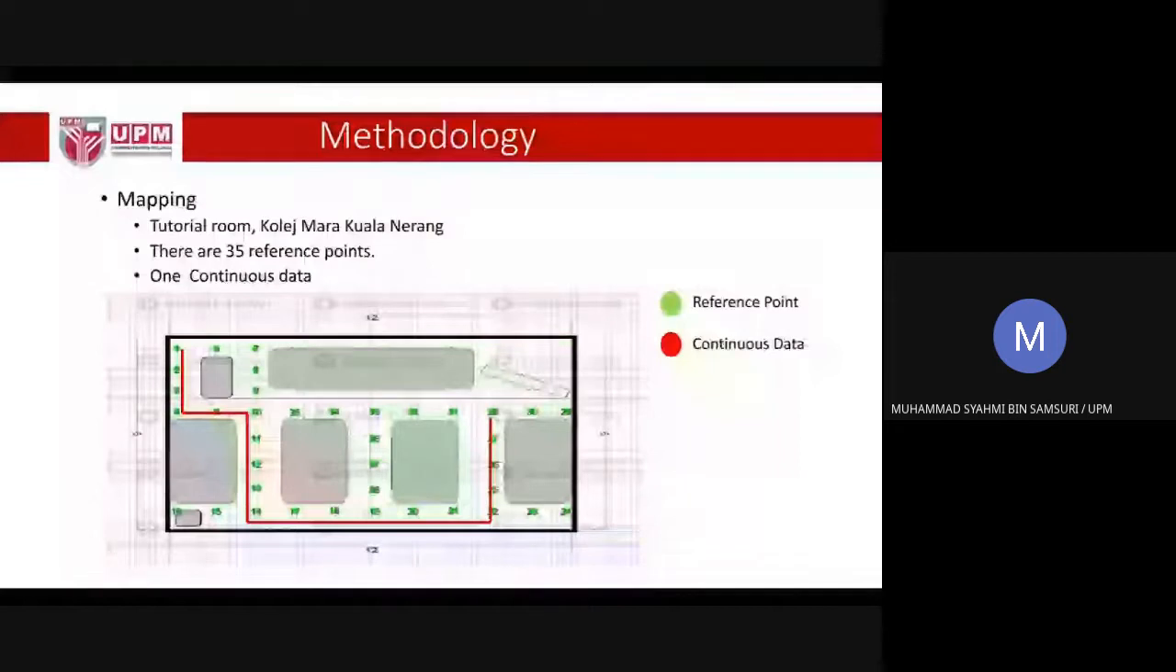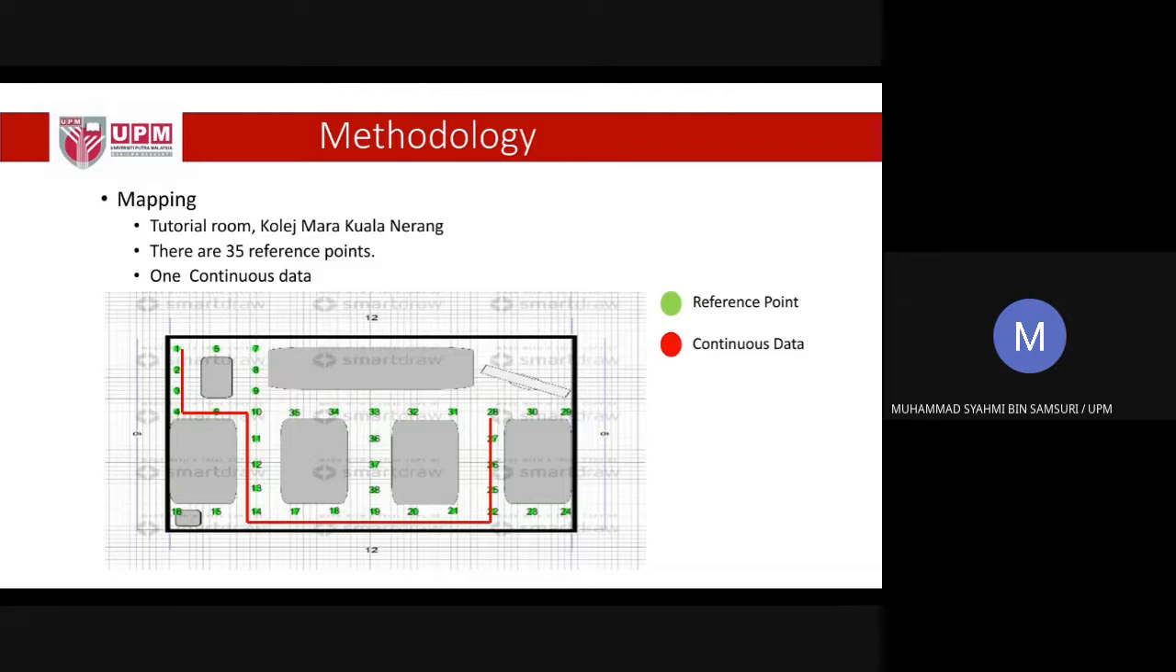Right, so next is mapping. I've done the experiment at a tutorial room at College Mara Kuala Nerang. There are 35 reference points and one continuous data. The green one is the reference point. I need to collect data for each reference point and make it a database. And then continuous data is data that is collected in a one-way path.